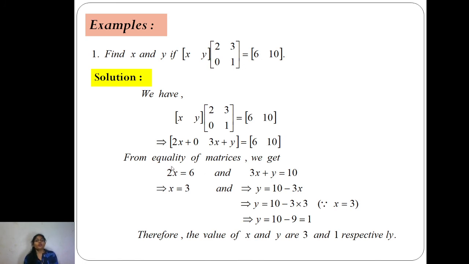From equality of matrices, corresponding elements are equal. Equality of matrices means corresponding elements equal. So 2x equal to 6, 3x plus y equals to 10. Implies x equals to 3, putting the value of x, 10 minus 3 into 3 is 9, y equals to 1. Therefore the values of x and y are 3 and 1 respectively.